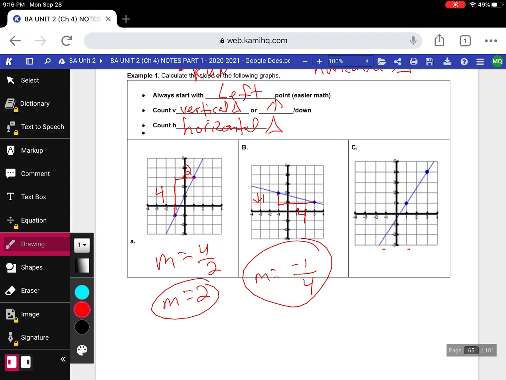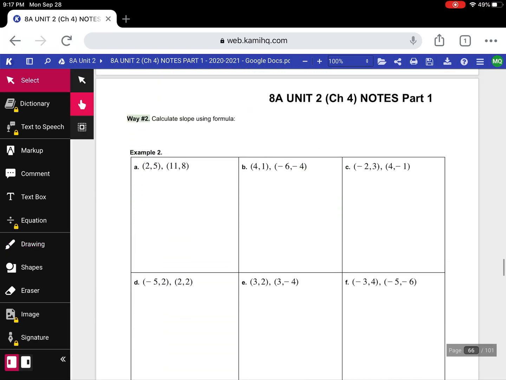And my last one here, let's see, we are right here at my leftmost point. We're going to go up 1, 2, 3, and we're going to go to the right 2. So we have a slope of 3/2. Okay. Next page, we're in the home stretch here.